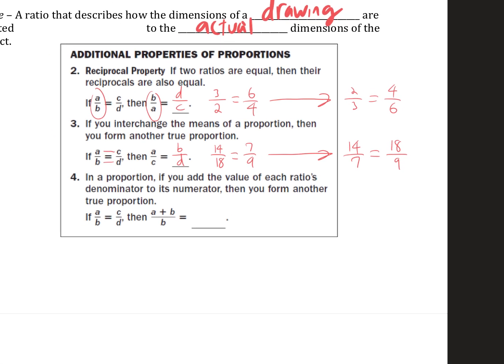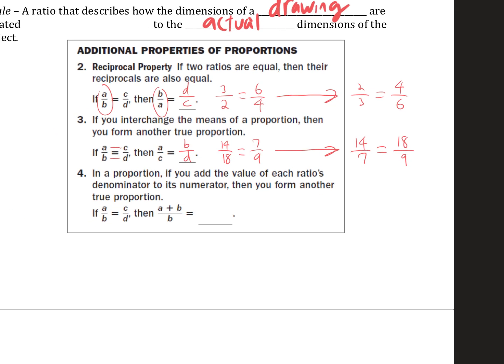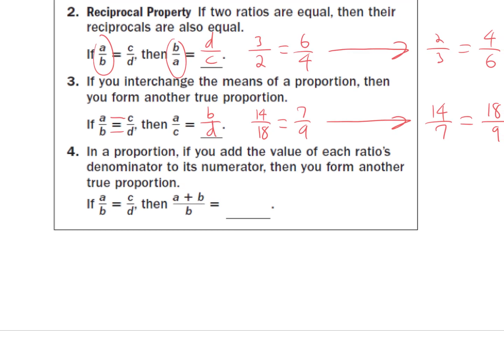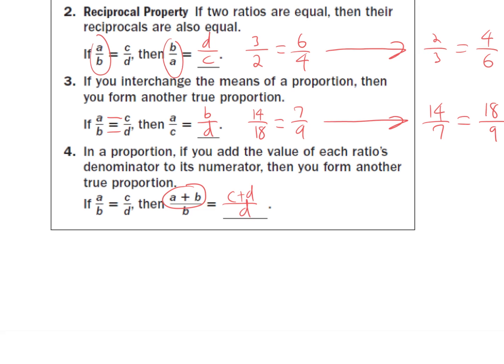Okay? All right, last one's a little weird, but it is an actual property, so we'll cover it. So we have A over B equals C over D, and if we add the denominator to the numerator, we're going to do the same thing with the other one. So A plus B over B is going to equal what? C plus D over D. All right? Sounds good. So those are the big ones here.